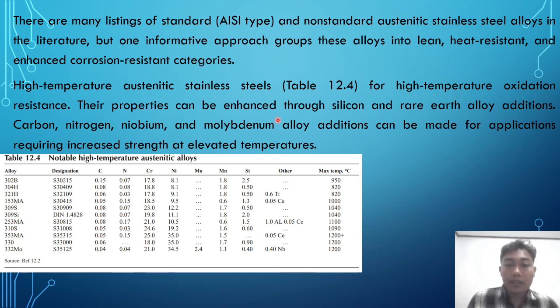This property can be achieved through silicon and rare earth alloy additions. Carbon, nitrogen, niobium, and molybdenum alloy additions can be made for applications requiring increased strength at elevated temperature. As you can see, this is table 12.4, notable high temperature austenitic alloys. Next.